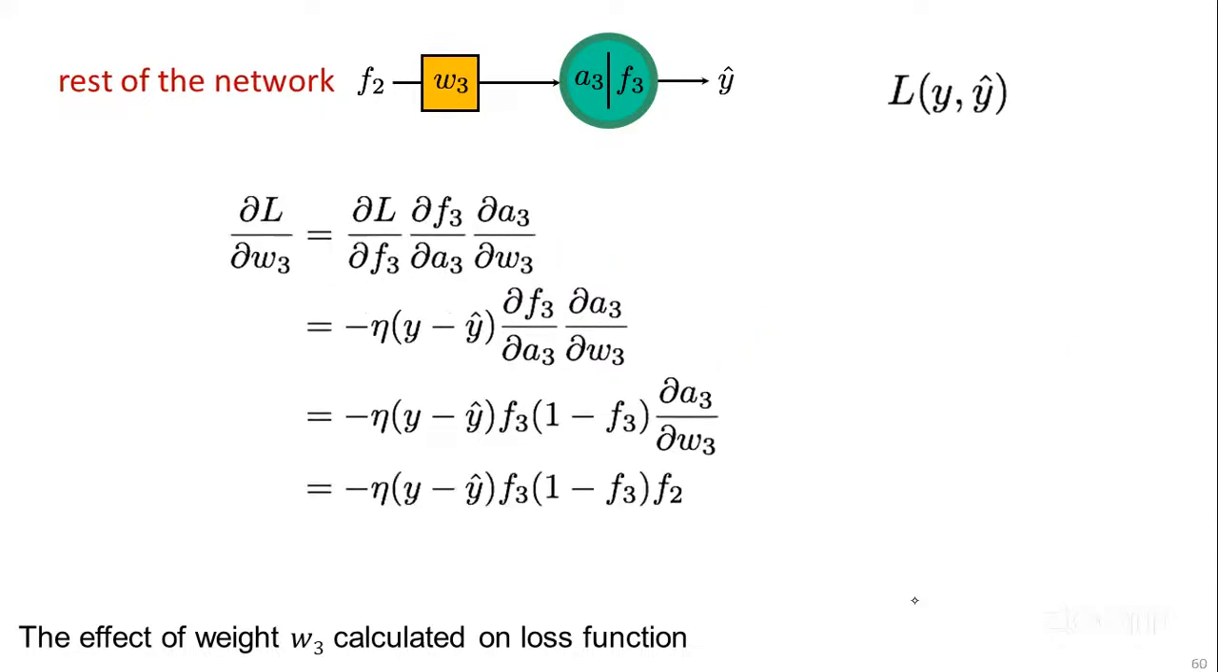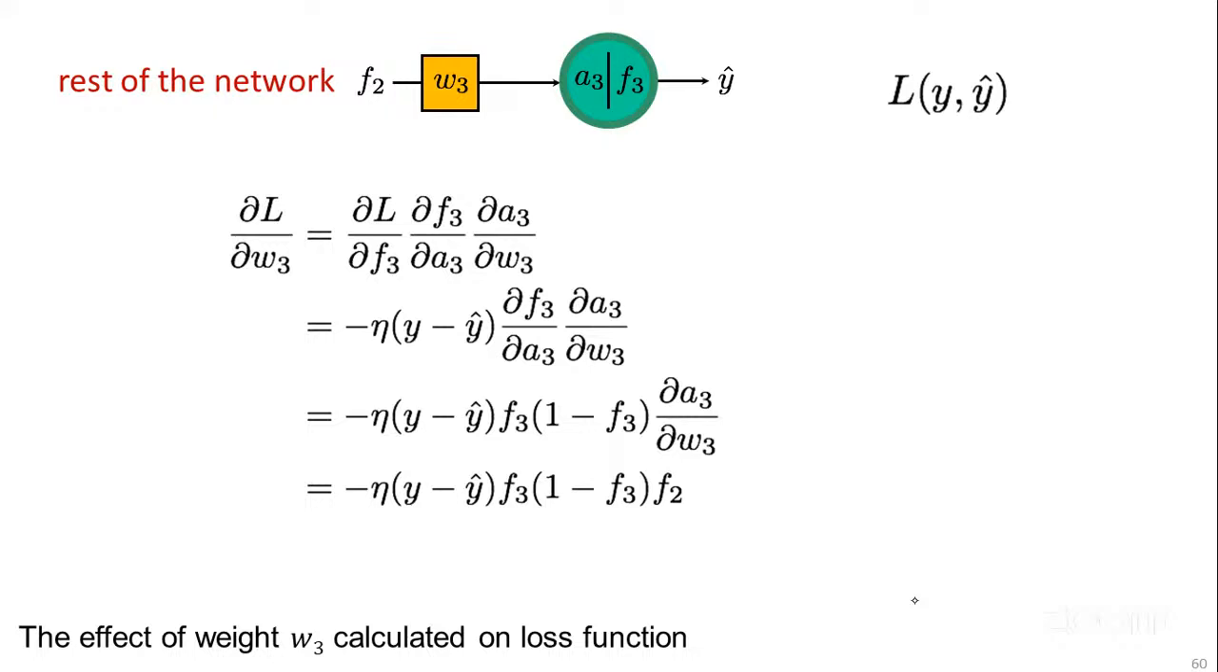So now when we take this derivative, A3 with respect to W3, this is nothing but your F2, right? Because it is coming from F2 only. So you got this effect of W3 on your loss function. Now you need to get what? From where did we start? W1, W2, W3. So now you got the effect of W3 on the loss function.